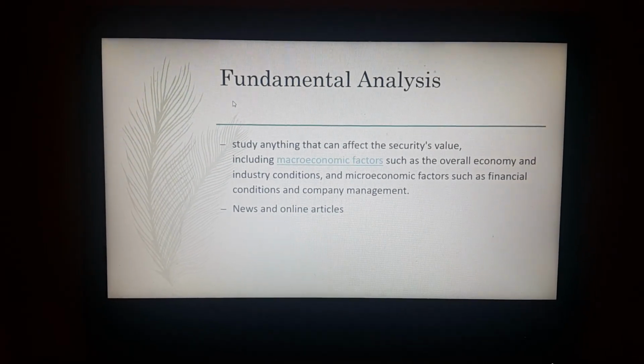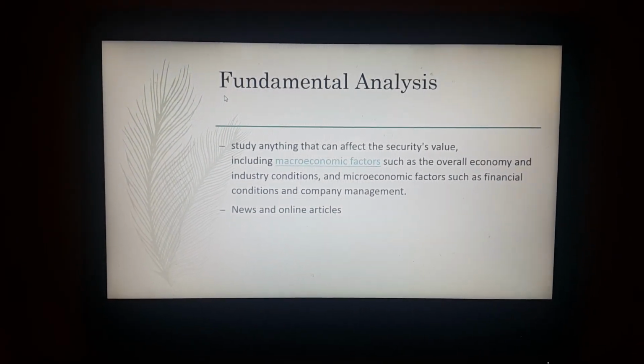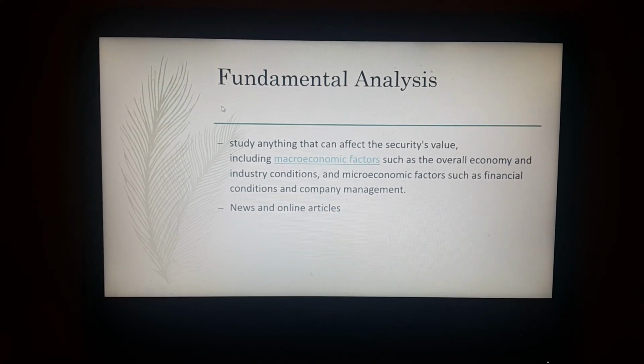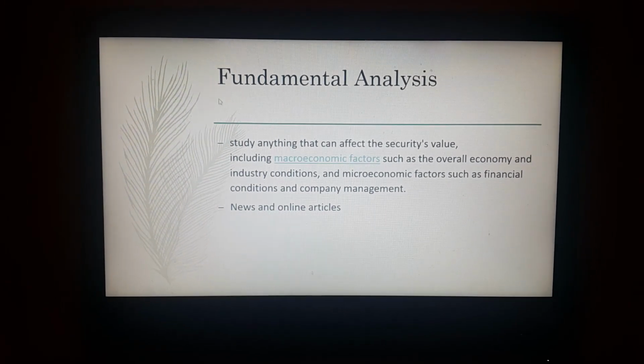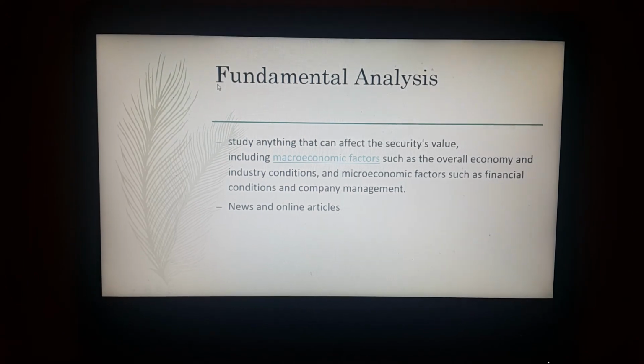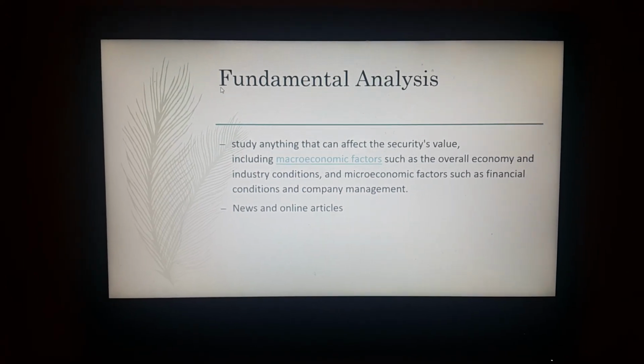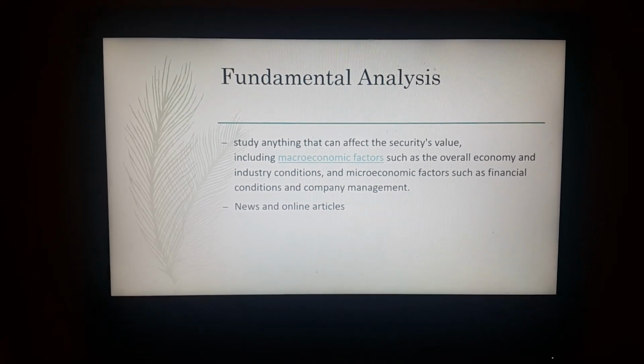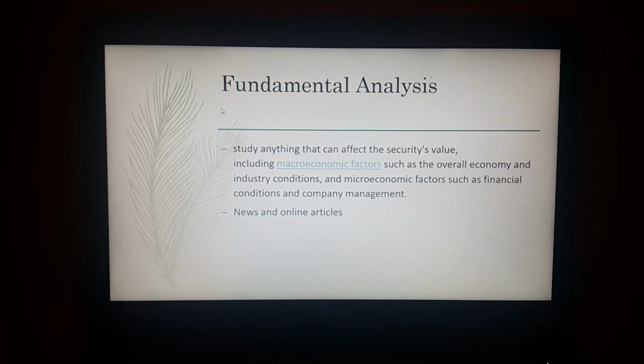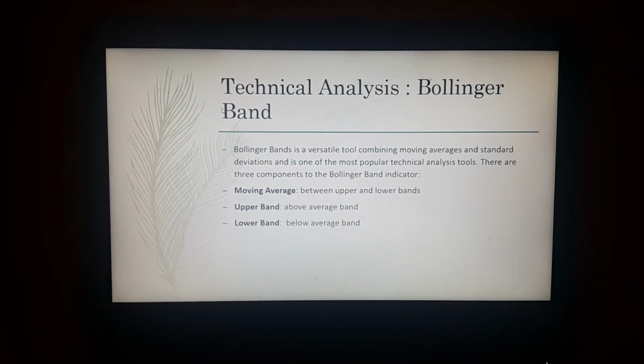Fundamental analysis studies anything that can affect the security value, including macroeconomic factors such as the overall economic and industry conditions, and microeconomic factors such as financial conditions and company management. I have used news and online articles to support my findings.